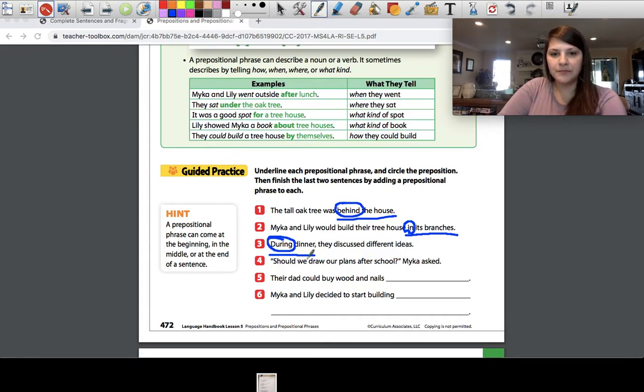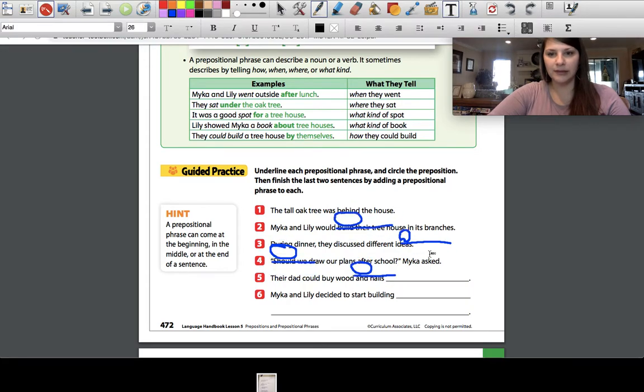Number 4, should we draw our plans after school? Mika asked. Okay, so after tells me when. And when are they doing it? After school. Their dad could buy wood and nails. So this is one that we had to make up our own. Clearly these prepositional phrases are coming at the end of a sentence. So their dad could buy nails.